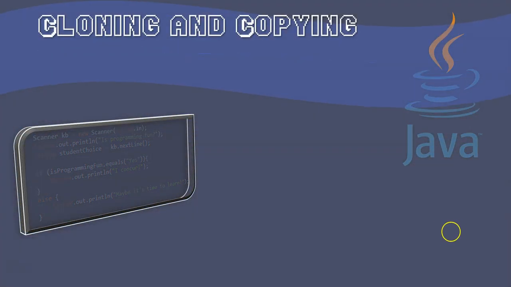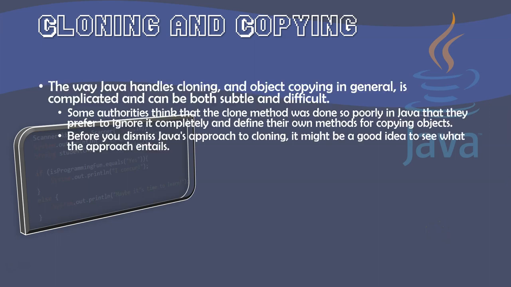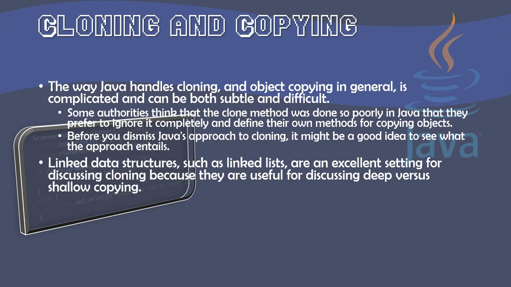So cloning and copying kind of go hand in hand when we start looking at this in programming. The way Java handles cloning and object copying in general is kind of complicated sometimes, and at the same time can be really subtle but difficult. Some people think cloning was done very poorly in Java, and it's oftentimes ignored completely and instead is defined with its own methods for copying objects. And while you could just dismiss Java's approach, it is a good idea to see what that approach details, because it could help you if you want to actually implement that or you come across code that has implemented it. So linked data structures such as linked lists are an excellent setting for discussing cloning because they're very useful for discussing that deep versus shallow copying.